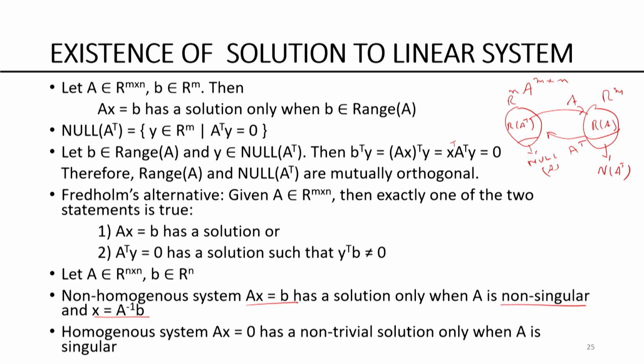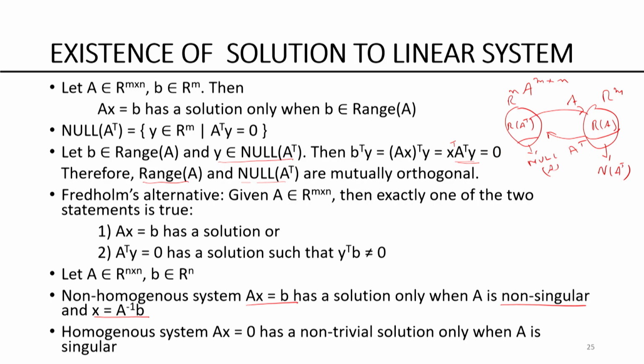Why? Because A transpose y belongs to the null space of A. Are you all with me? So that's an important point. Therefore, the range of A and the null space of A transpose are mutually orthogonal. That's essentially what this relation tells you.